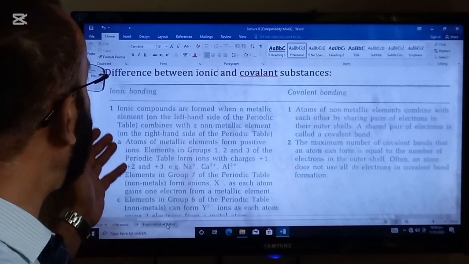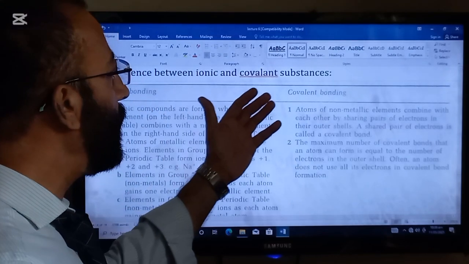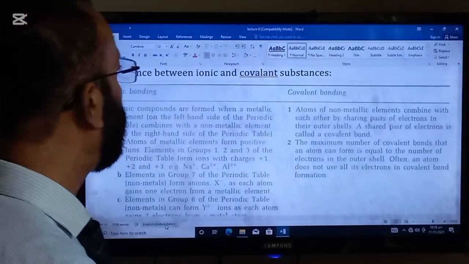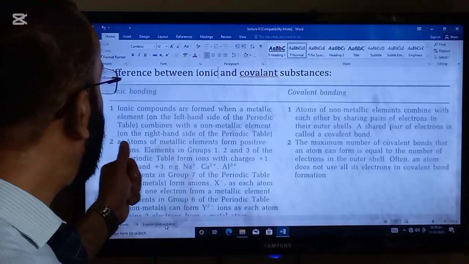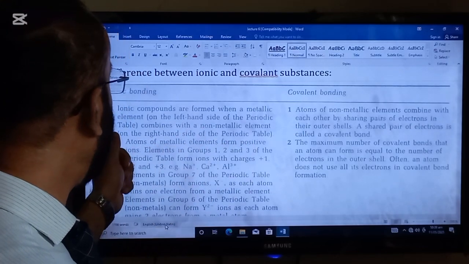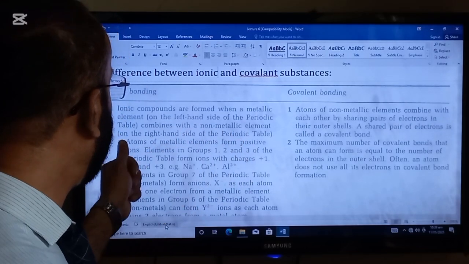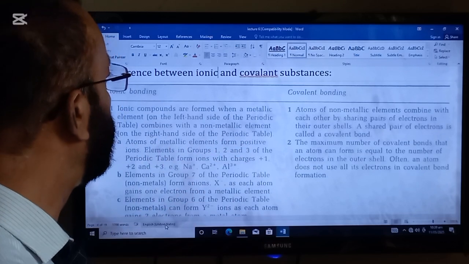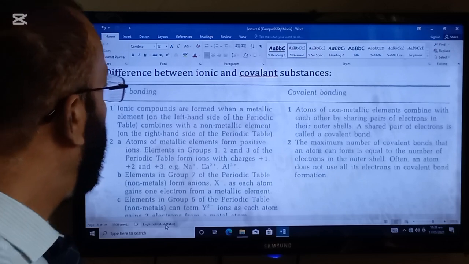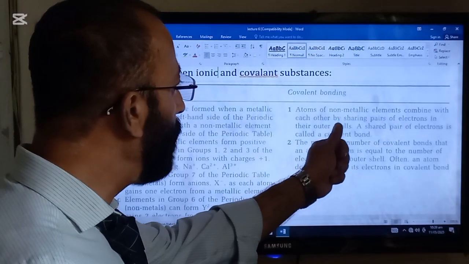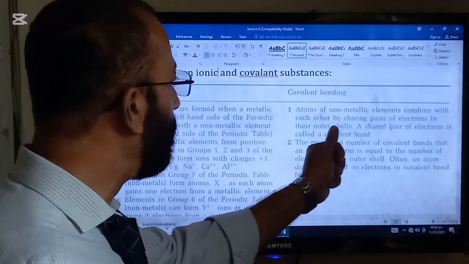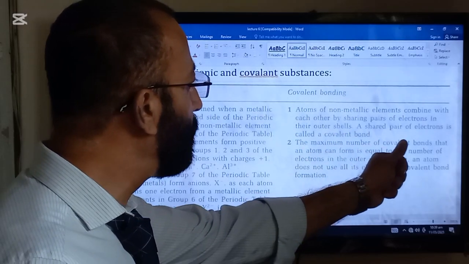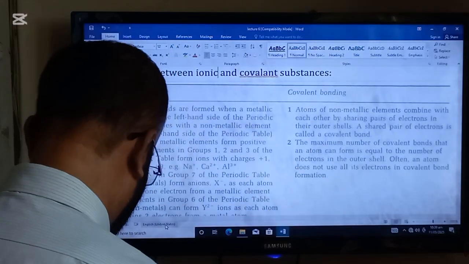Next, we are going to read the differences between the ionic and covalent substances. Again, very important topic. Ionic compounds are formed when metallic elements on the left-hand side of the periodic table combine with non-metallic elements on the right-hand side of the periodic table. In covalent compounds, atoms of the non-metallic elements combine with each other by sharing pairs of electrons in their outer shells. A shared pair of electrons is called a covalent bond.